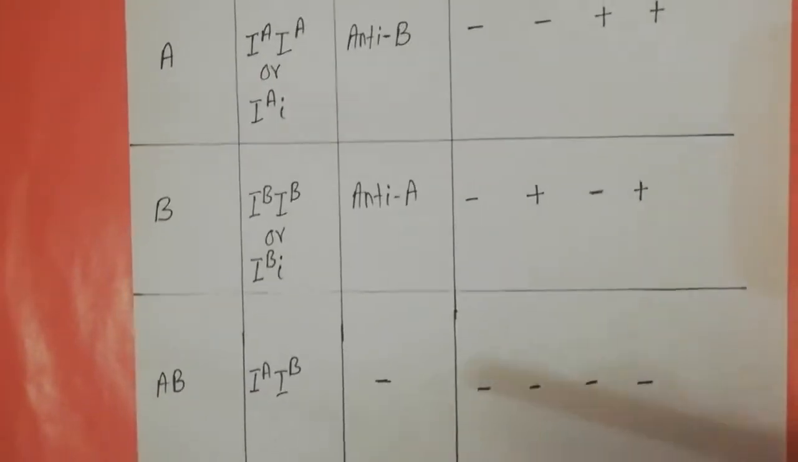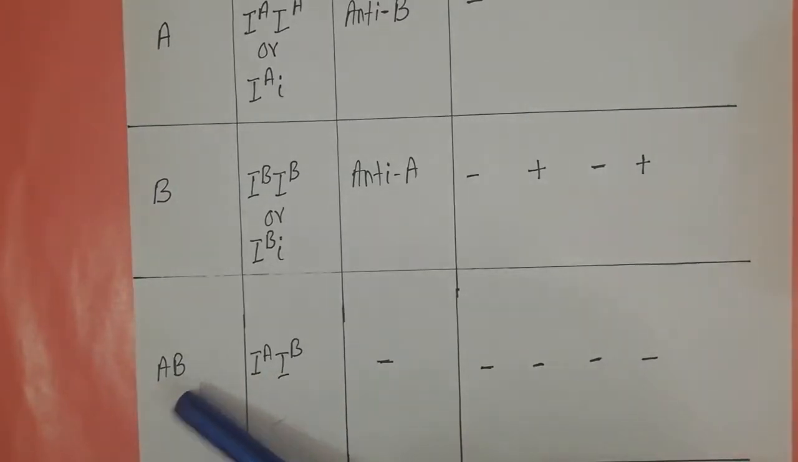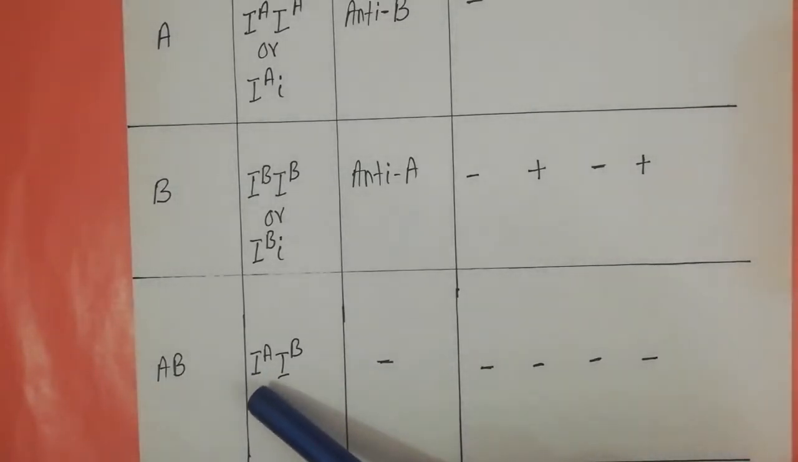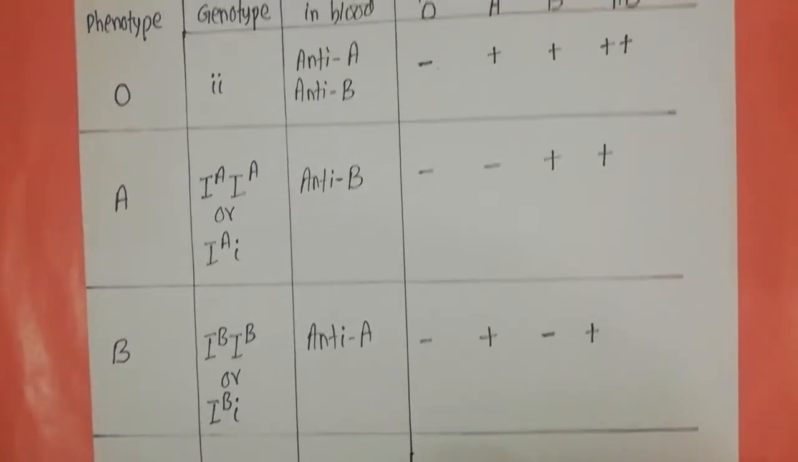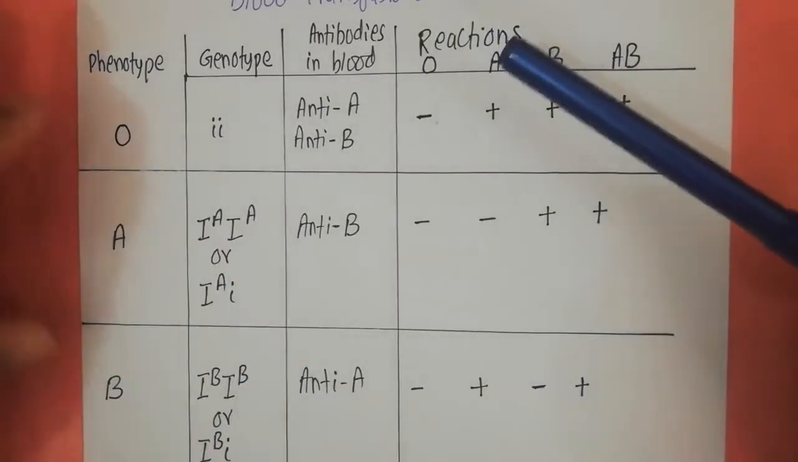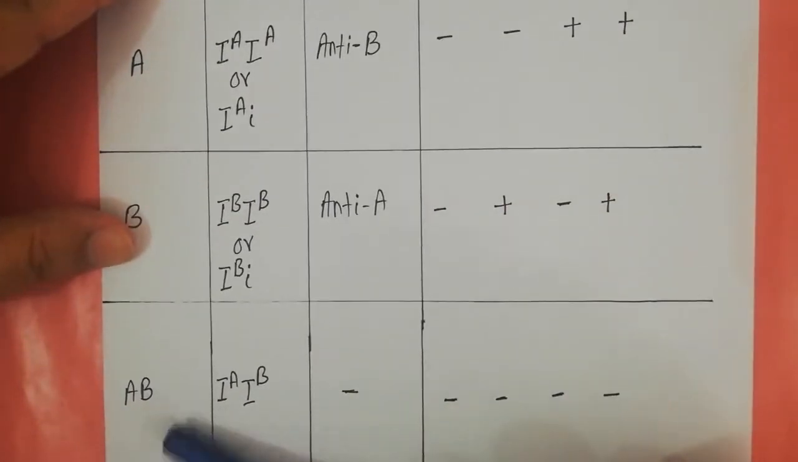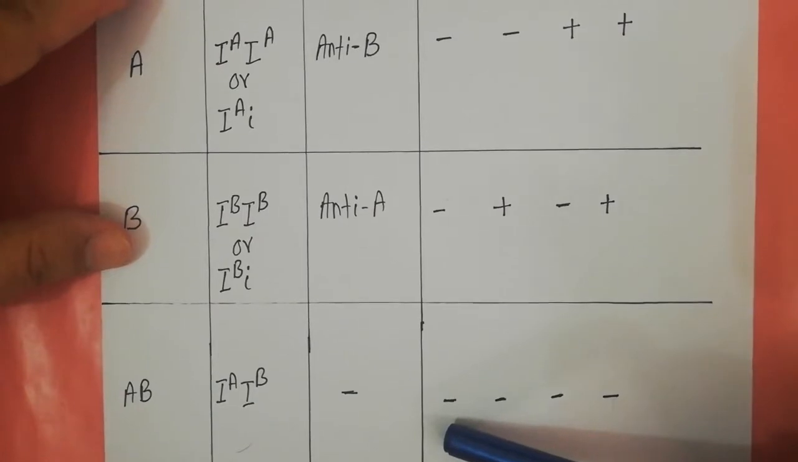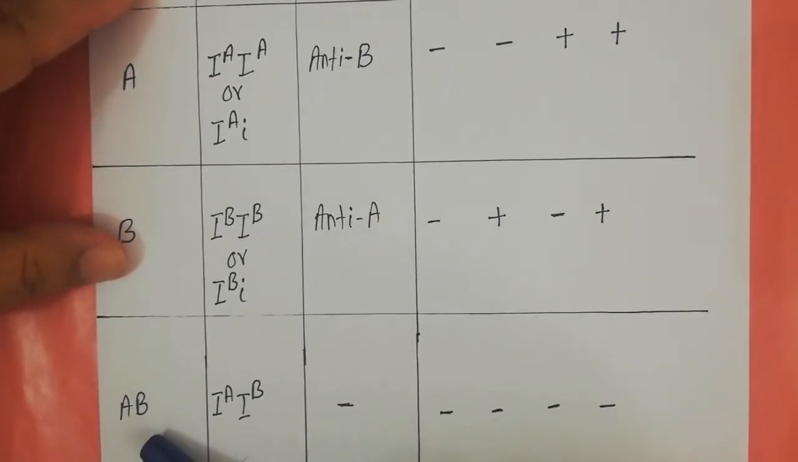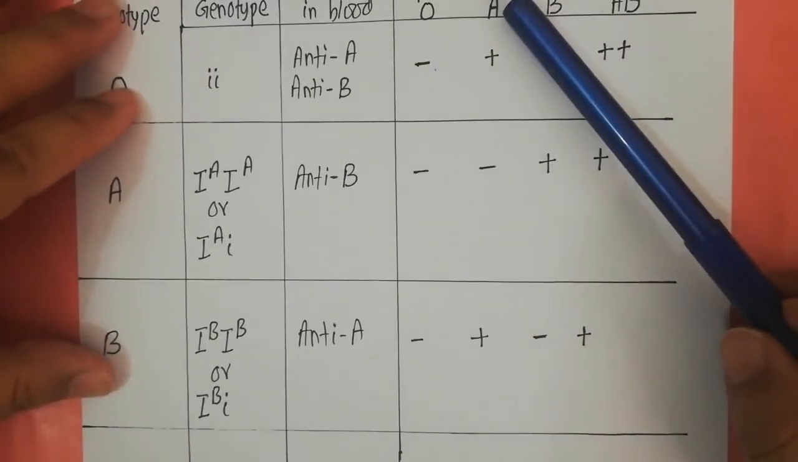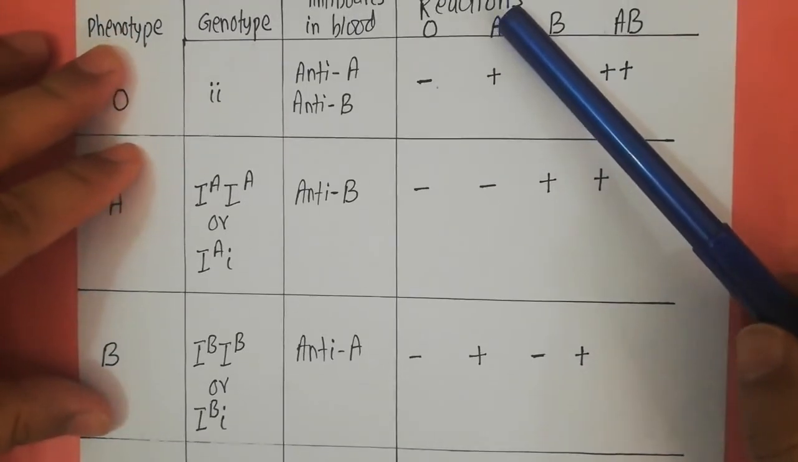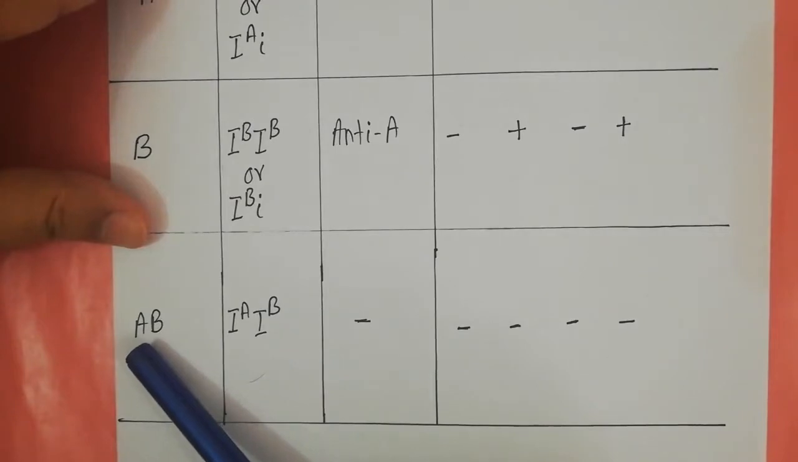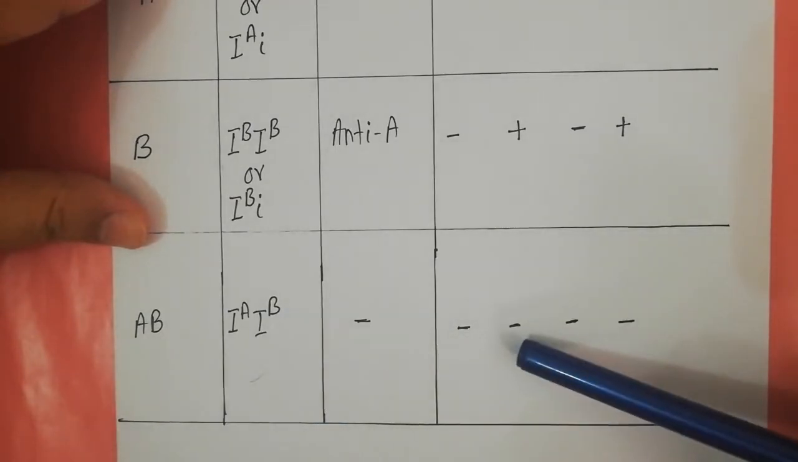And the last phenotype, that is the AB. The AB phenotype is represented by this particular genotype. If you give an AB individual an O type of the blood, that means you are not giving anything foreign to this particular individual, so there will be no clumping of the blood. If you give an AB individual an A type of the blood, that means you are not giving him anything foreign because the A antigen is already present over there. That means there will be no clumping.